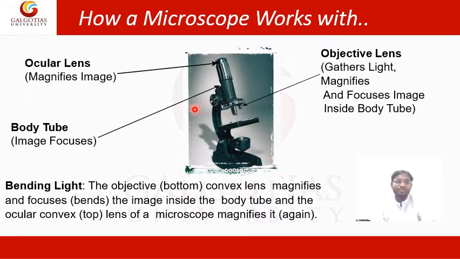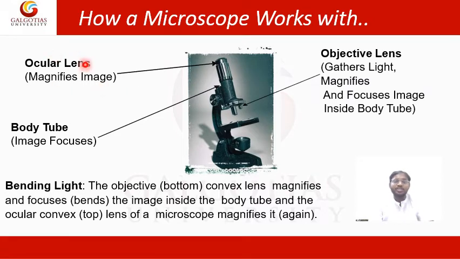Okay, coming to the body tube. This body tube is present between the objective lens and the ocular lens. Ocular lens, another name is eyepiece. Between the objective lens and the eyepiece, the tube is hollow, and it passes light through it. Then only we can observe through the ocular lens.